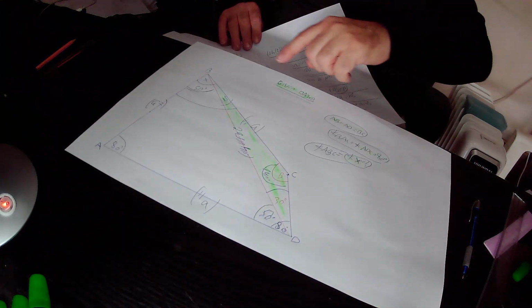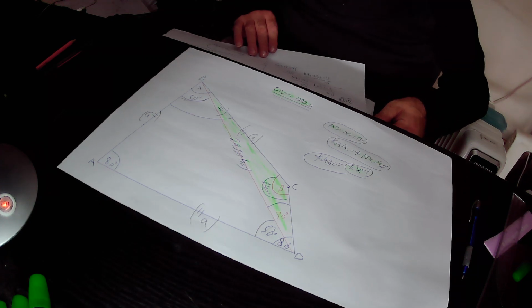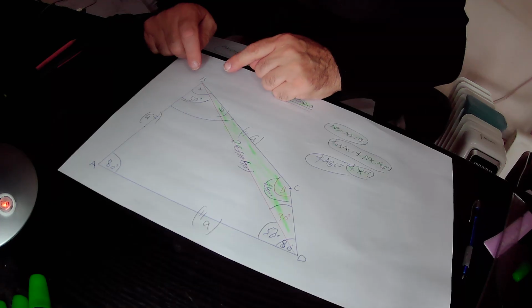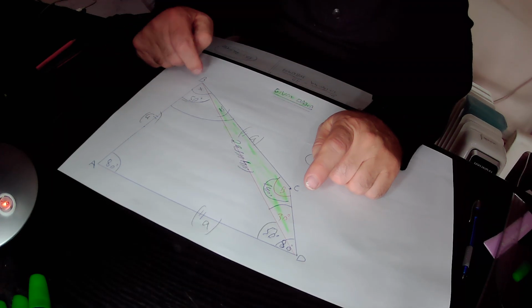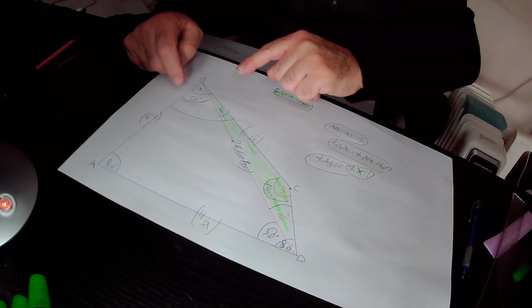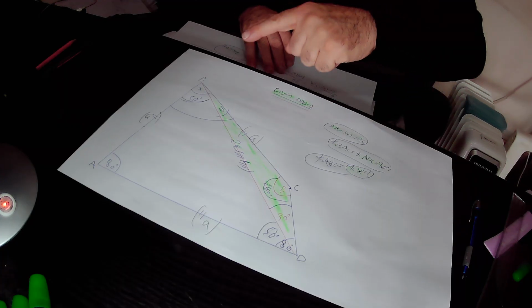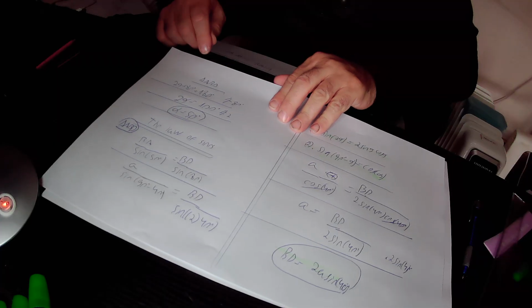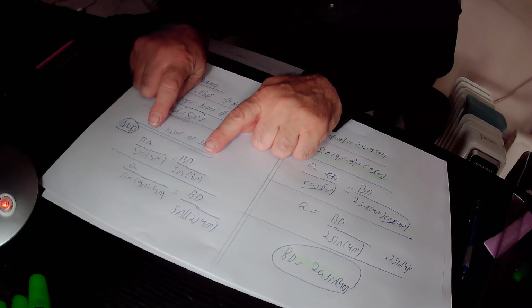We implemented the law of sines in this triangle ABD. According to the law of sines, in this triangle ABD, BA over sine 50 degrees equals BD over sine 80 degrees.